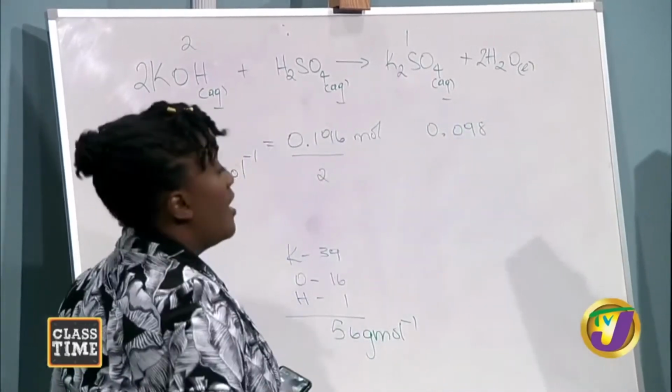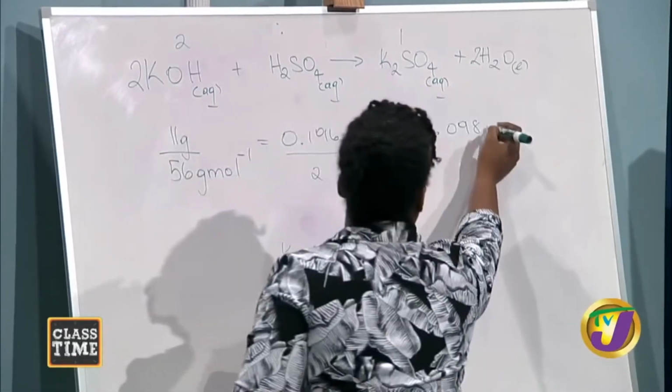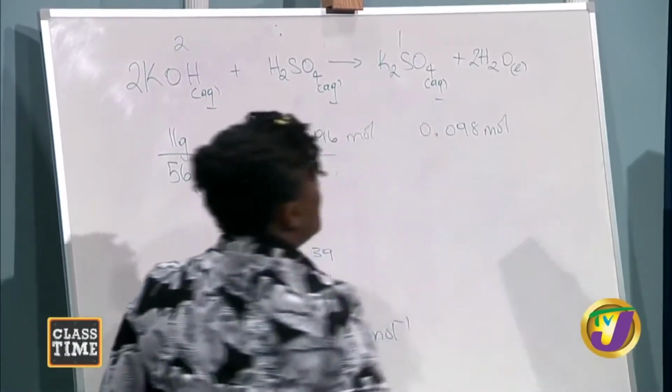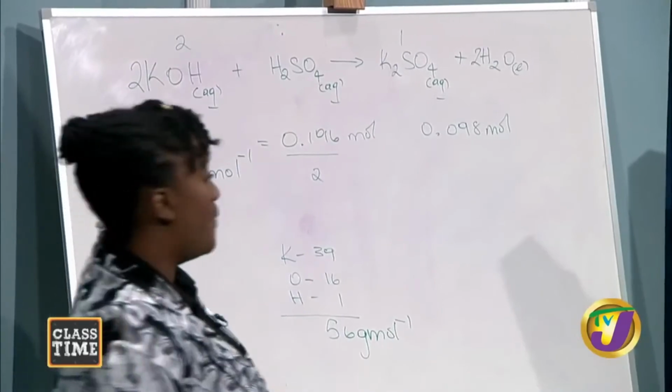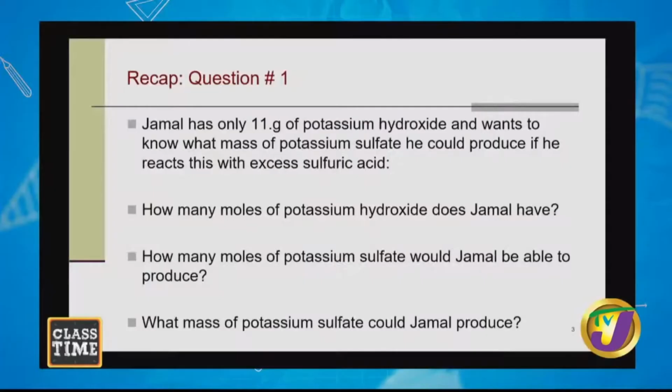0.098. And of course, it's wrong without the unit. We have to always remember the unit. So that's 0.098 moles. All right, and our final question, what mass of potassium sulfate could Jamal use?